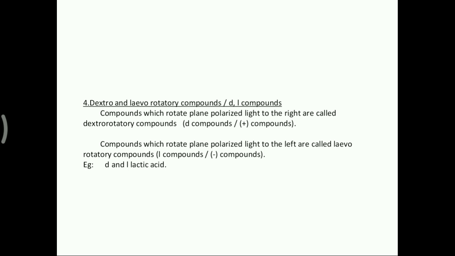Dextro and levorotatory compounds, or DL compounds. Compounds which rotate plane polarized light to the right hand side are called dextrorotatory compounds or D compounds, or we can write it as plus compounds. Compounds which rotate plane polarized light to the left hand side are called levorotatory compounds or L compounds, or even we can write it as minus compounds. Example, D and L lactic acid or plus or minus lactic acid.